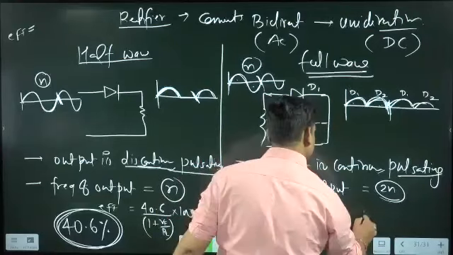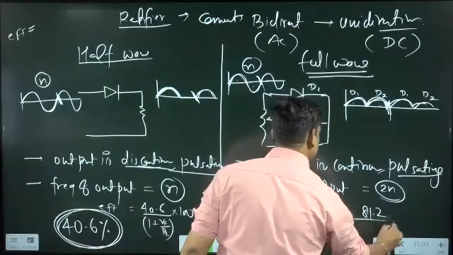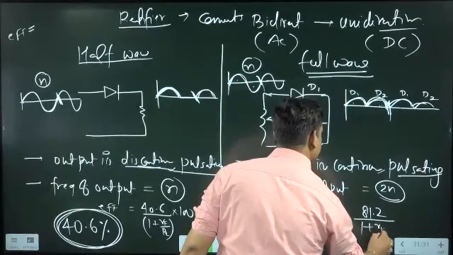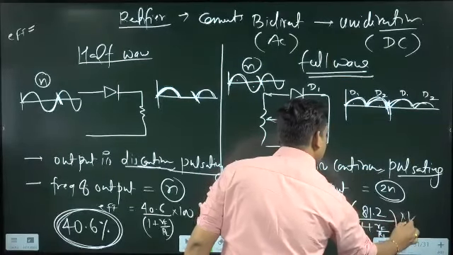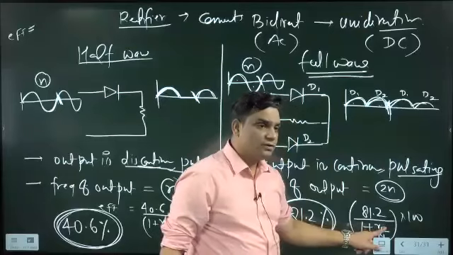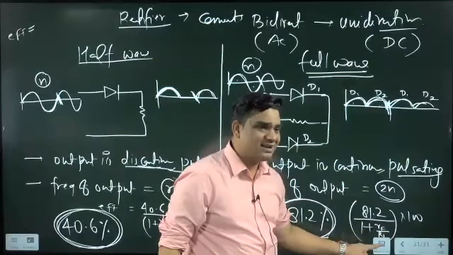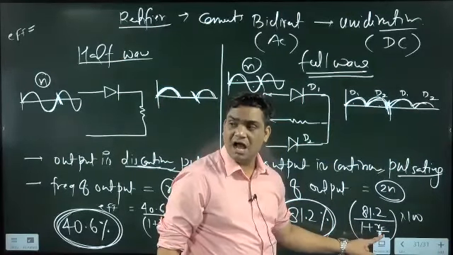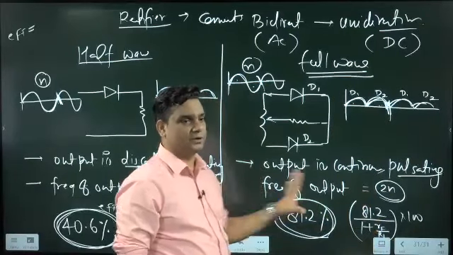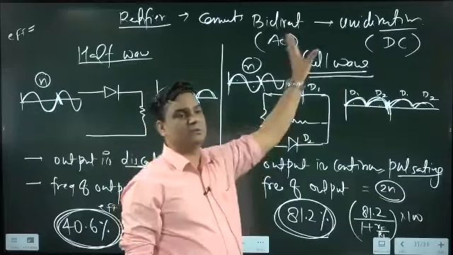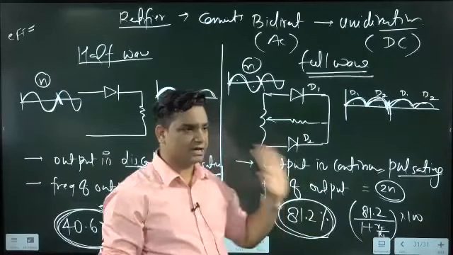The formula for full wave also becomes 81.2 divided by 1 plus RF by RL. If you want, you can ignore this. RF is the forward resistance of the diode, and RL is the load resistance. So these are the things we have to remember in the rectifier. Clear?